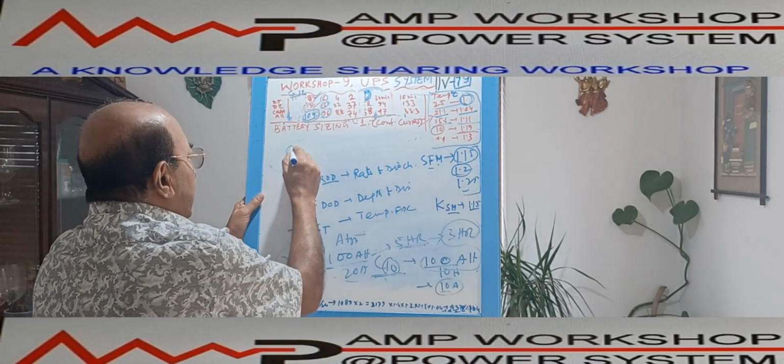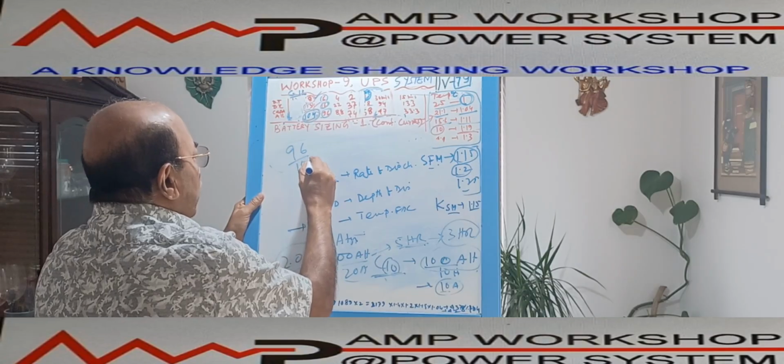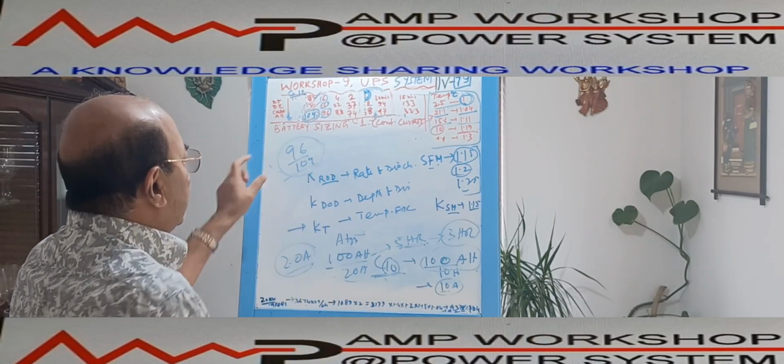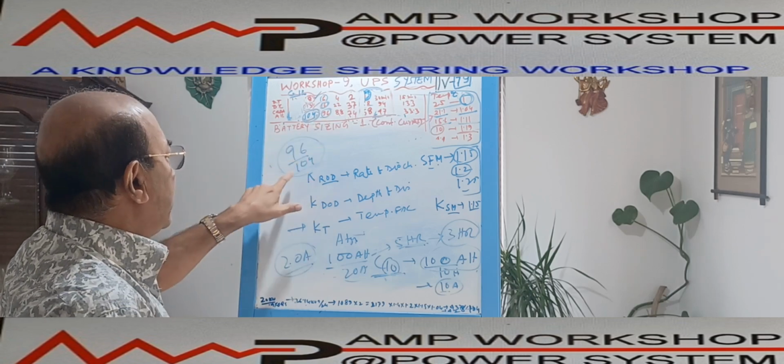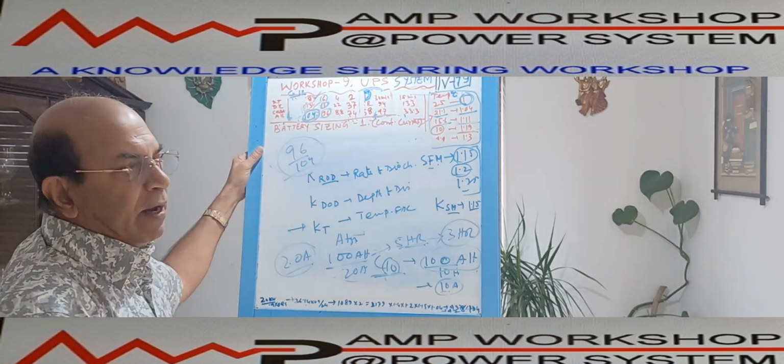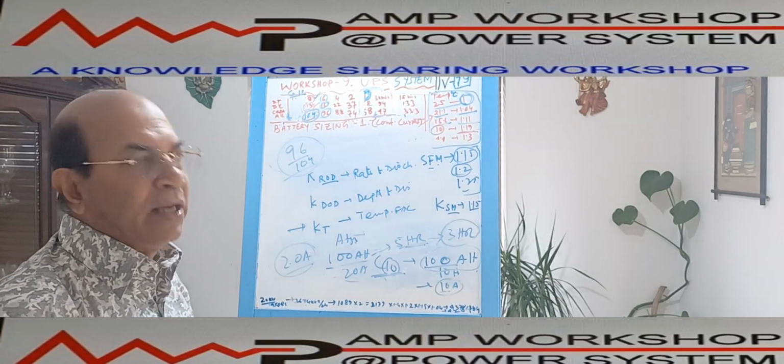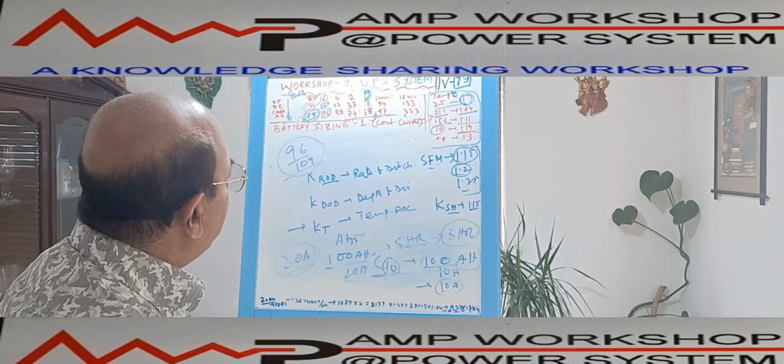How much reduction? That is 96 by 104. This is the percentage, this is the amount only I am getting. That means nearly 5% of the power I am not getting from the battery. I cannot take that ampere hour. So this is one. Now you go further.